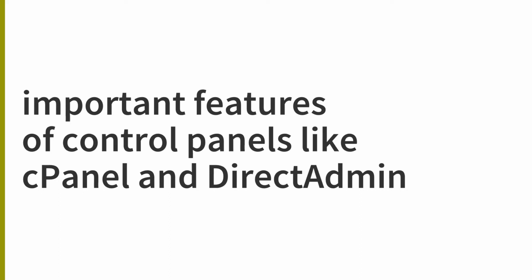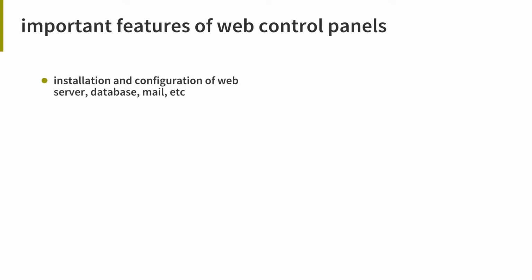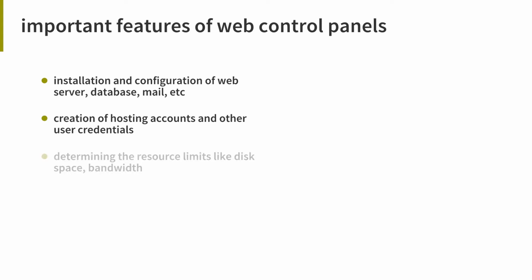What are the most important features that control panels like cPanel and DirectAdmin have? They install and configure the important software packages for you, whether from package managers or directly from source. They also let you choose the versions. They install a web server, database server, and also the client, mail server, DNS server, FTP server, and much more. You have the option to include all of them or not. They create the hosting accounts and also other users for FTP, database, and mail server, and determine your resource limits like the disk space and the bandwidth. They also let you create reseller accounts and connect to billing software.